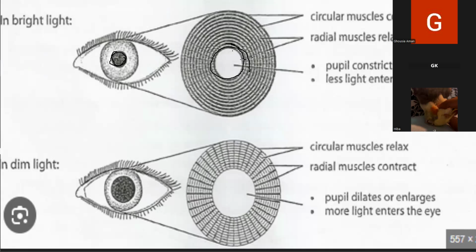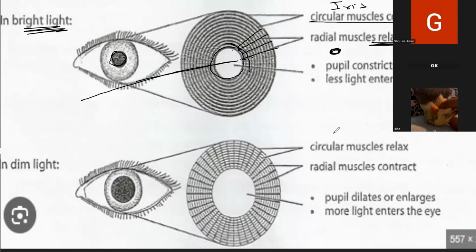The circular muscles will contract. I'm talking about the iris muscles, and the radial muscles, the ones which are going along the radius, will relax. So when the circular muscles contract, the pupil will become smaller, so that less light rays can get inside, because you are looking at a bright light, and your lens can remain protected.